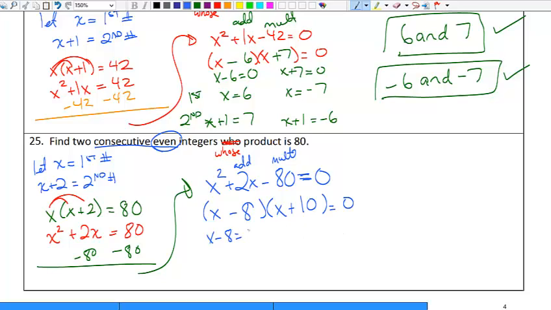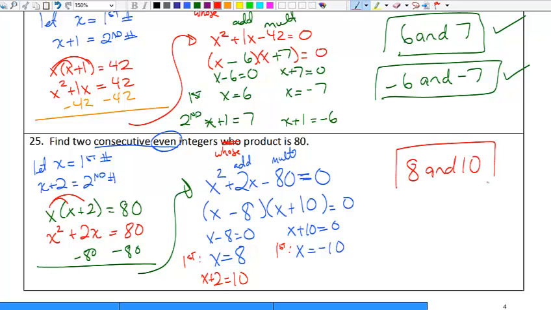Set each of those factors equal to 0 with the zero product property. I'm getting x is equal to 8 and x is equal to negative 10. Again, those are first numbers because they're x. So if the first number is 8, the next one is 2 after that. 8 plus 2 is 10. So 8 and 10 are consecutive even integers, and if you multiply them, you get 80.